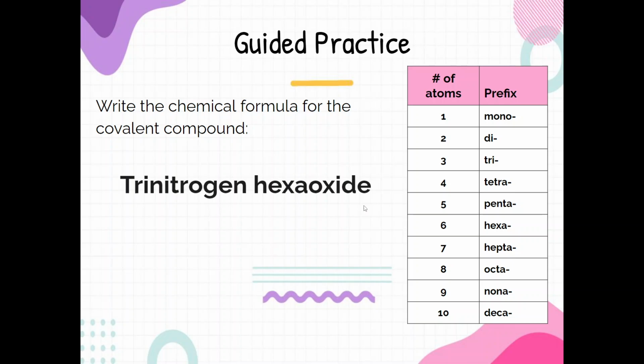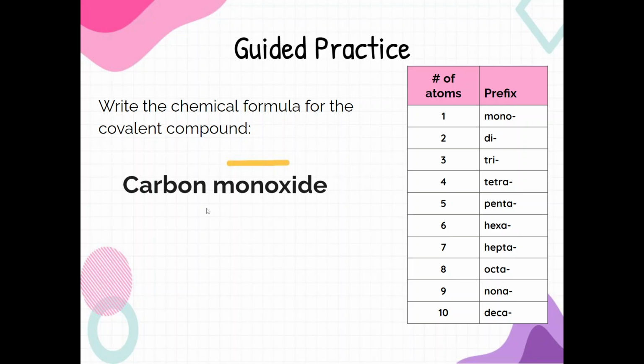Then trinitrogen hexaoxide. Nitrogen is N. Tri means 3, so we have 3 nitrogen atoms. Oxide is oxygen, so O, and hexa, so 6 oxygens. So this will be N3O6. And lastly, carbon monoxide, right? There's no mono prefix on the first element, so just seeing the name carbon tells us we have one carbon atom. Oxide is oxygen, so O is its symbol, and we have one oxygen because of that prefix mono. So this formula would just be CO, which you could also write as C1O1.